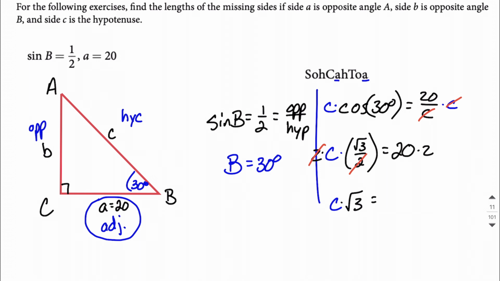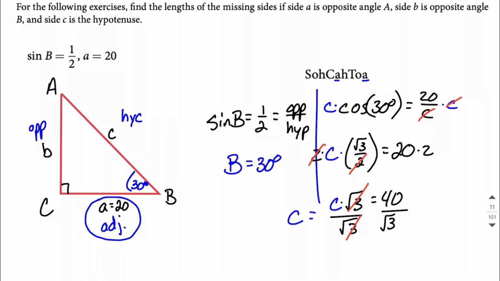But on the right-hand side, we're going to have 20 times 2 makes 40. So we're almost there. We still need to get C by itself. We need to get rid of that square root of 3 that's connected with multiplication. So we'll use division on both sides to isolate that. All right, so C, side length C, is now on one side by itself.